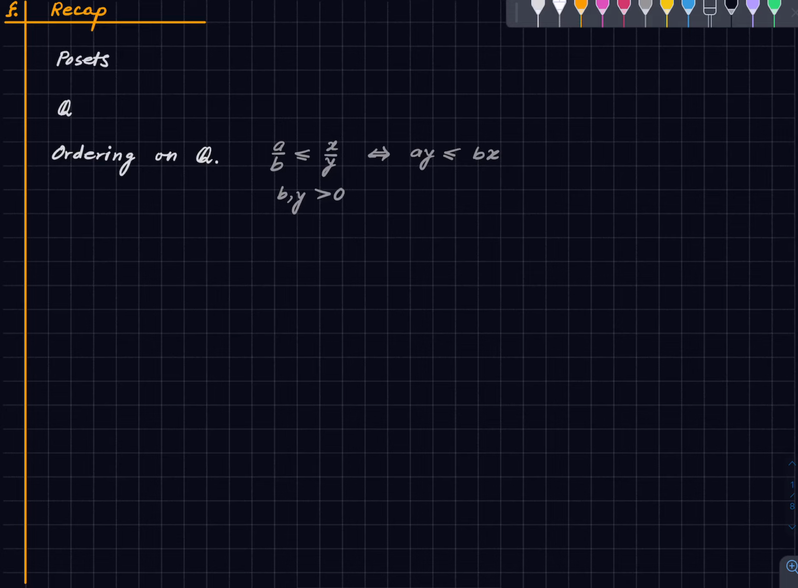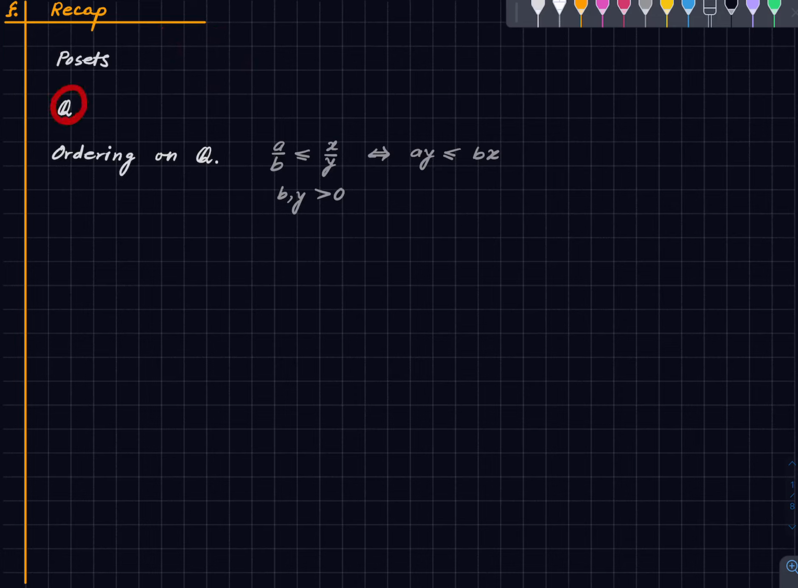So we need to know what are posets. Posets stand for partially ordered sets. Formally, it's a set P equipped with a certain relation, which is reflexive, antisymmetric, and transitive.